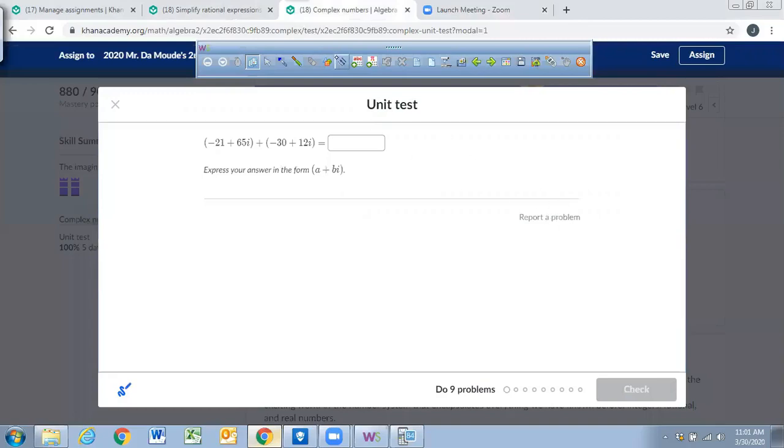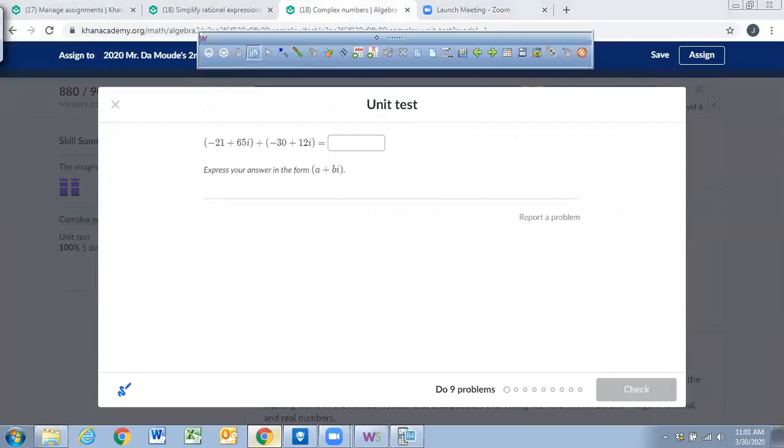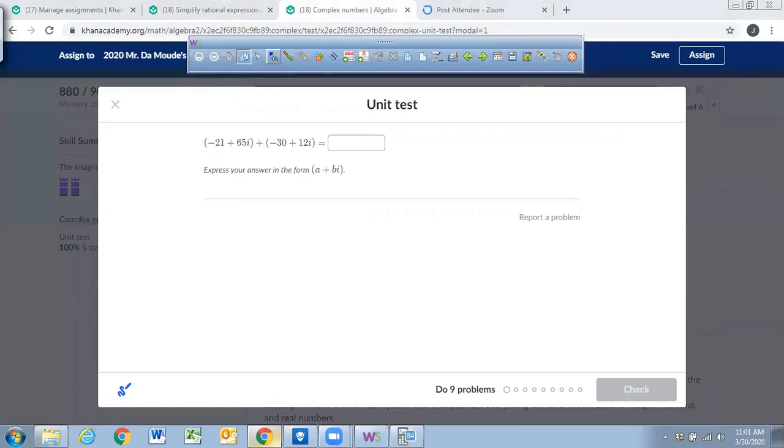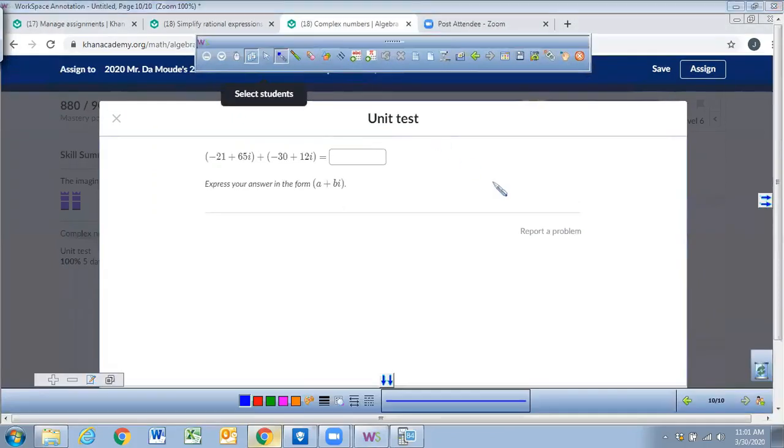Do you see the unit test in front of you? Yes. I just want to make sure that you guys see where it says unit test.